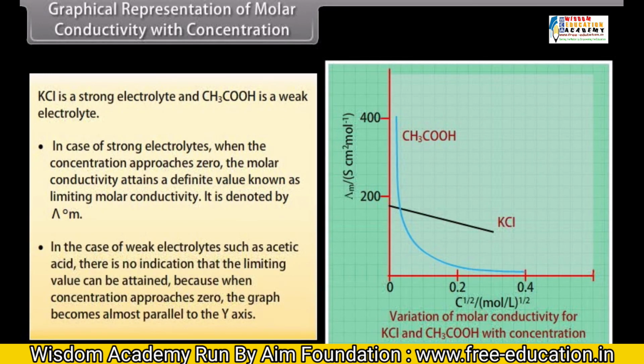In the case of weak electrolytes such as acetic acid, there is no indication that the limiting value can be attained, because when concentration approaches zero, the graph becomes almost parallel to the y-axis.